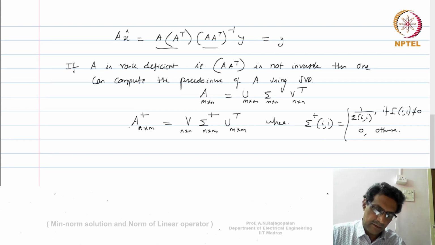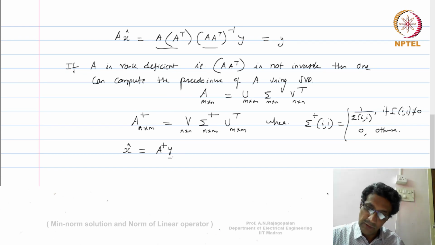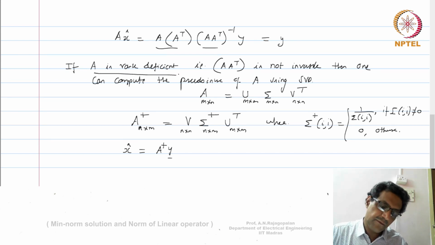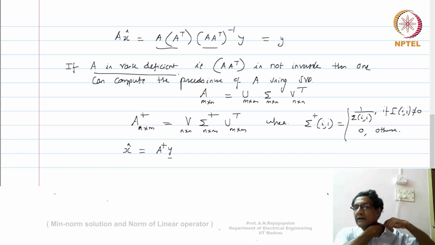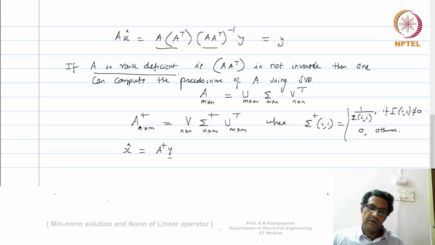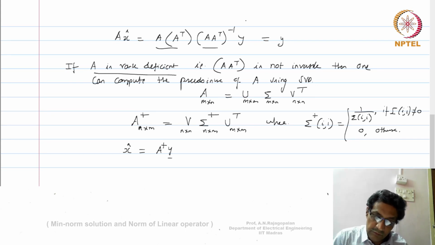If you apply this A plus, your x hat, the min-norm solution, will simply be A plus y, A plus acting on y, where y is the observation. Now this is, of course, provided A is deficient in rank. If not, then you can directly do A transpose inverse, and then you'll get a min-norm solution. This is also a min-norm solution, by the way, and the same A inverse.